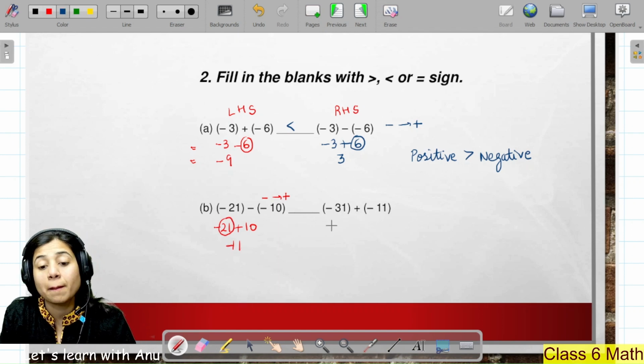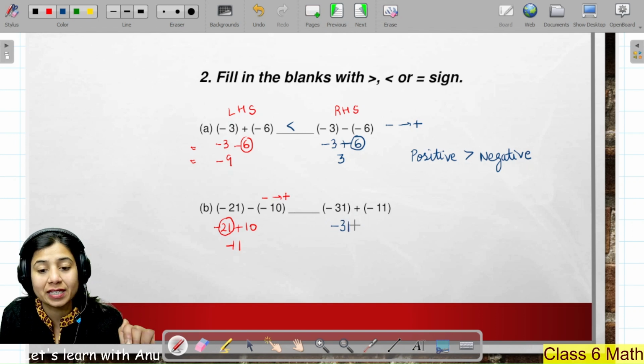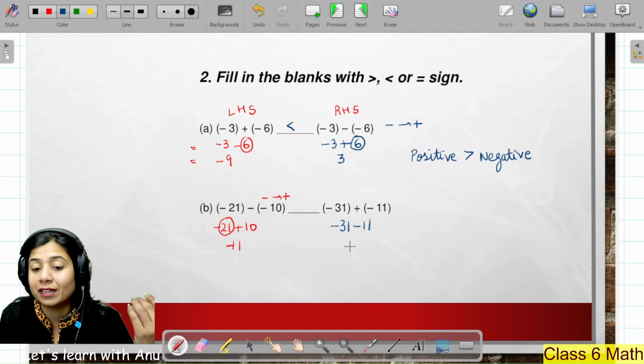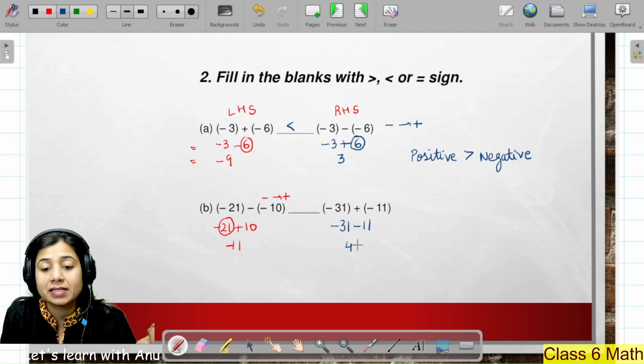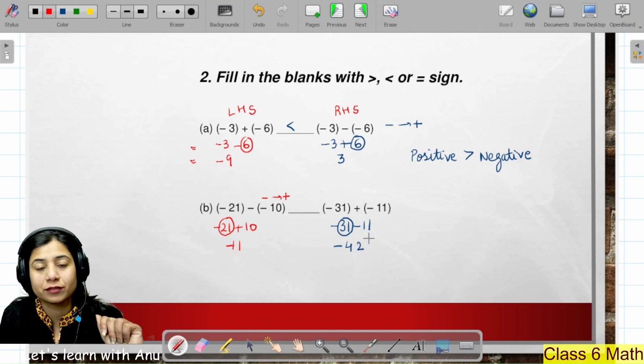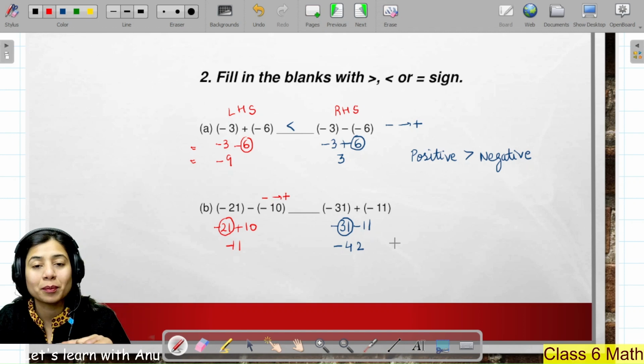Right hand side, minus 31, because we have a positive sign outside the bracket, so the inner sign is maintained, it remains as it is. Now we have the same sign, addition is happening and the sign is coming of the bigger number, that is 31, so it's minus 42.